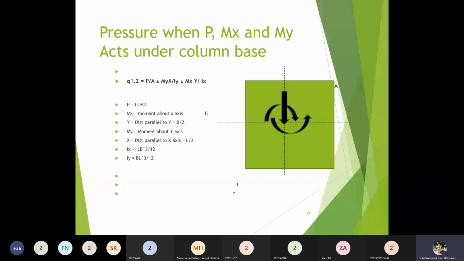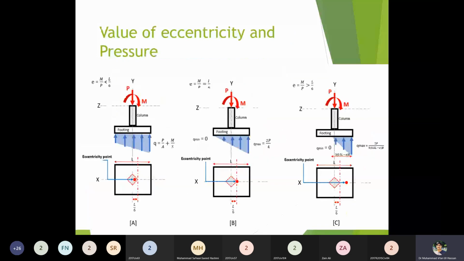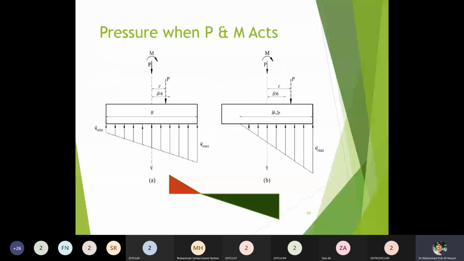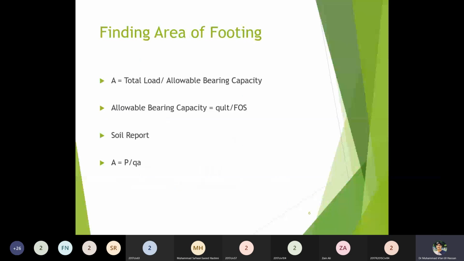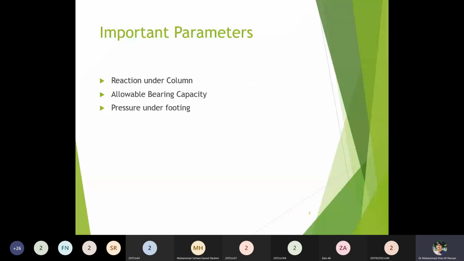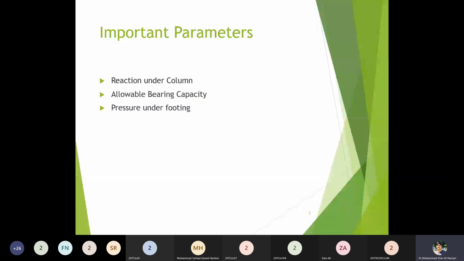This is a bit complicated, but it's not difficult. When there is one moment, then the pressure diagram is a straight line, and when there is only axial load, the pressure diagram is a UDL. So this is an important aspect that I have discussed. Today's lecture was mainly the concept of the footing, which is starting with how the load initiates acting on the footing, from where we take the load. Given data is nothing but the soil report only.